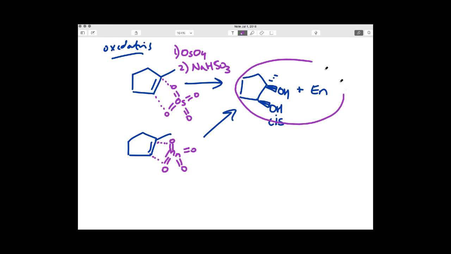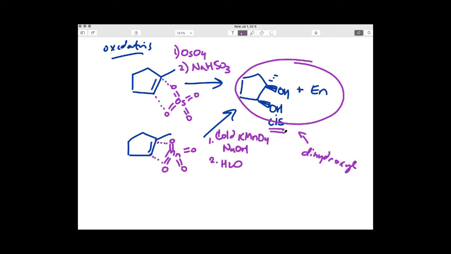So you get the same products, and this is with cold KMnO4. The reason why cold is needed is because we don't want to cleave the double bond. So we keep cold KMnO4 in basic conditions, and then we do a water workup. And sometimes you see water here, or sometimes you just see it as one step. So both of these reactions are what we call dihydroxylations, hydroxyl being the OH group. It's fairly important to know that this is cis or syn addition.